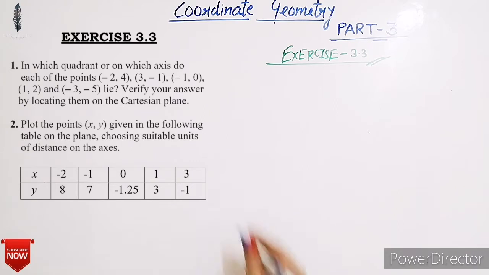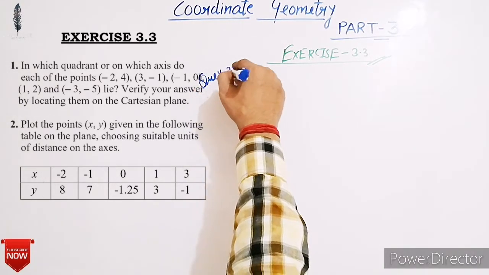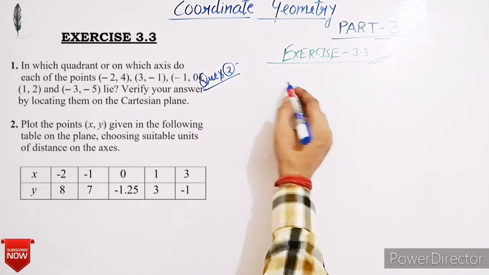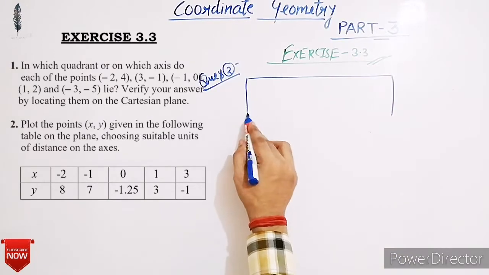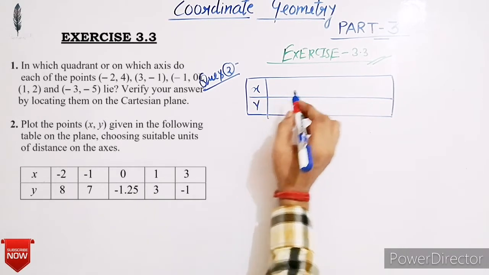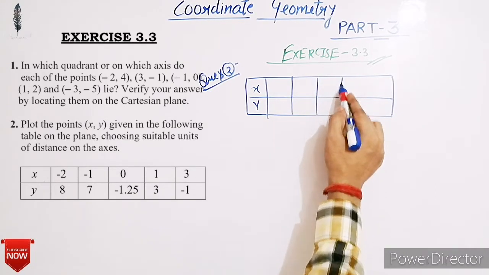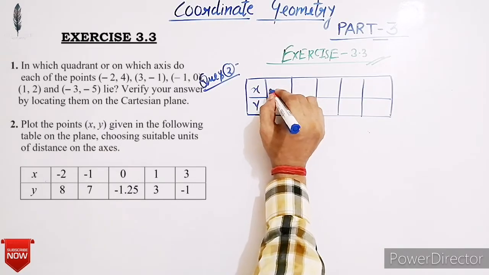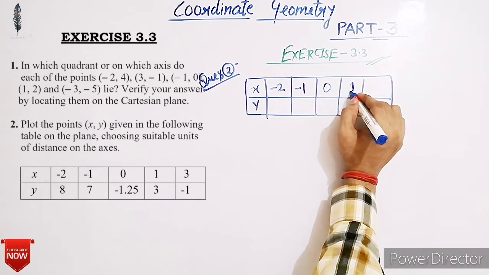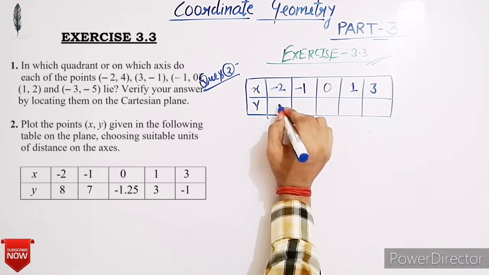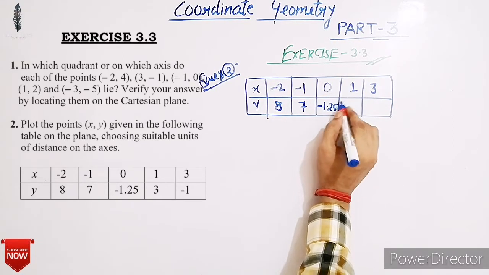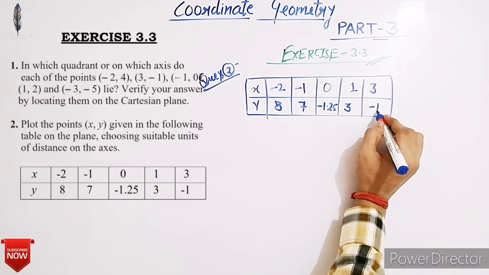Now, let's see question number 2. Plot the points (x, y) given in the following table on the plane, choosing suitable units of distance on the axis. Here x, here y. Here -2, -1, 0, 1, 3. And here 8, 7, -1.25, here 3, here -1.